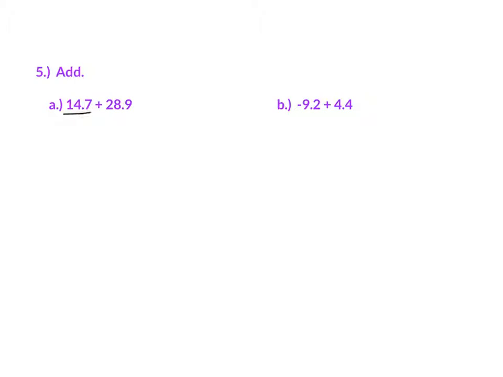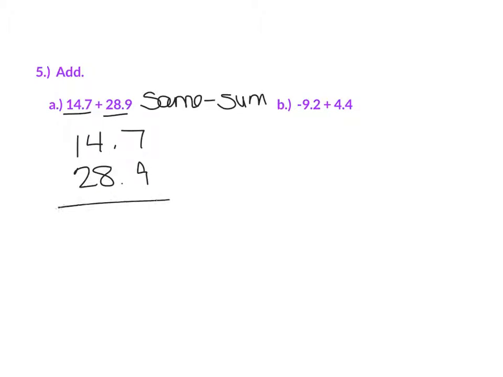So these are both positive. So if the signs are the same, find the sum. So I'm going to stack my decimals on top of each other. So this is easy because they both have 3 digits. So I've got 14.7 plus 28.9. As you notice, they're stacked on top of each other.